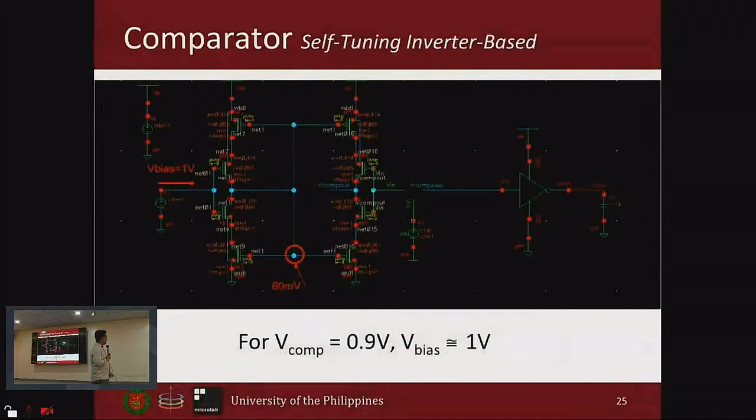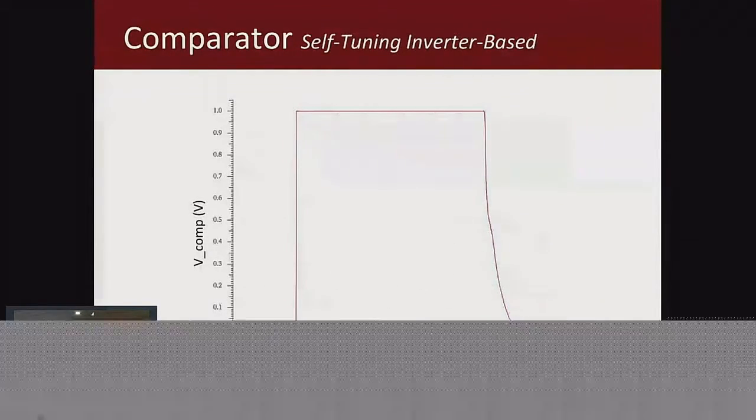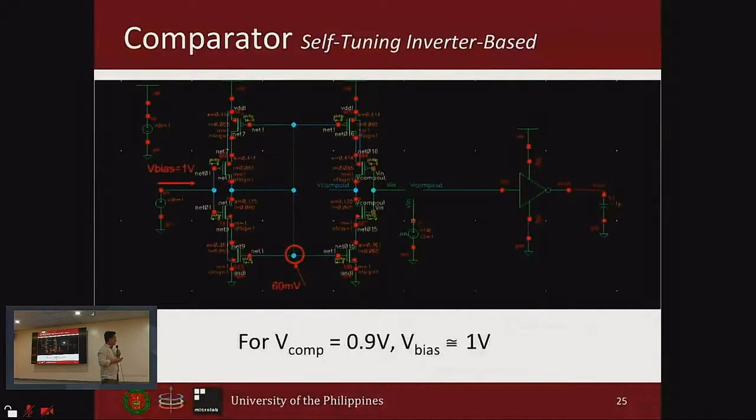The threshold value of 0.9 volts requires a V bias of around 1 volt, as shown in the circuit. Unfortunately, because of this, only 60 millivolts of voltage is generated within the comparator circuit. The main effect of the 60 millivolts is that, when you look at the pulse generated here, the transition from high to low is weaker because of the sub-threshold operation of the transistors in the comparator.